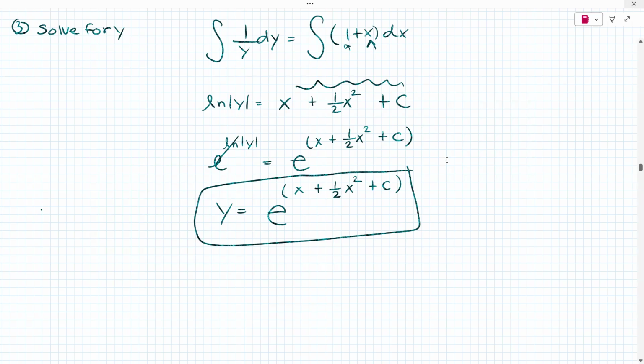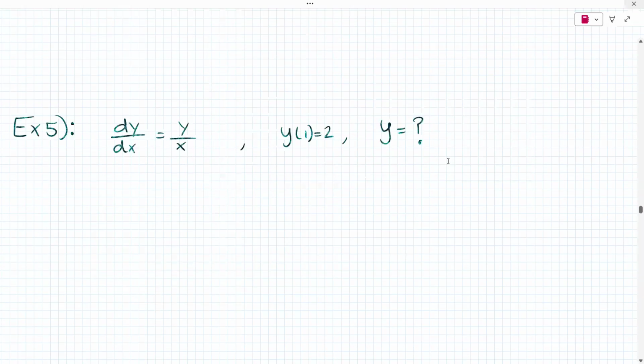Let's move on to example 5. Example 5, we have dy over dx equals y over x. We have y of 1 equals 2. What is y? So we have an initial condition. Our initial condition is 1, 2, or you could think of this 1 as your x, this 2 is your y.